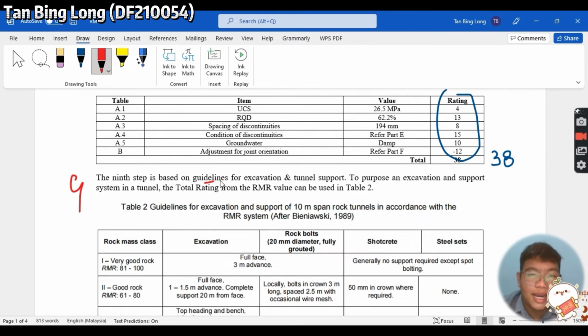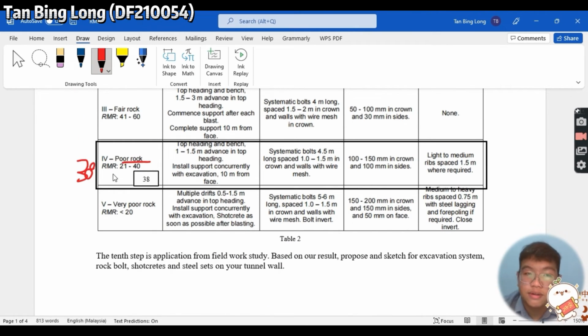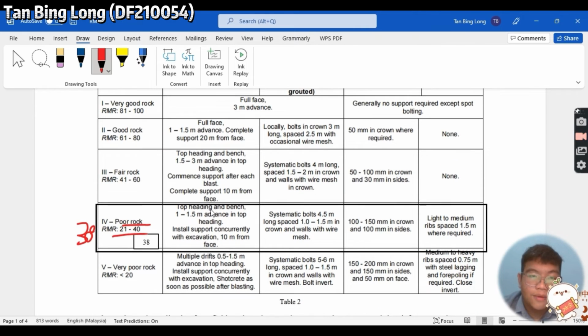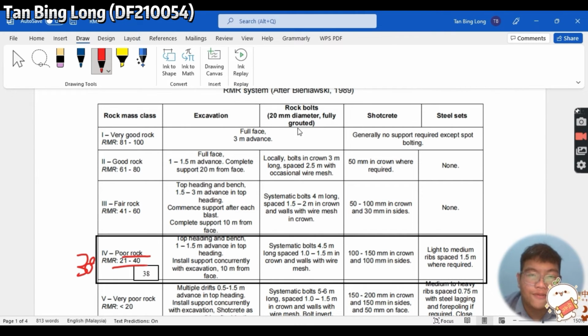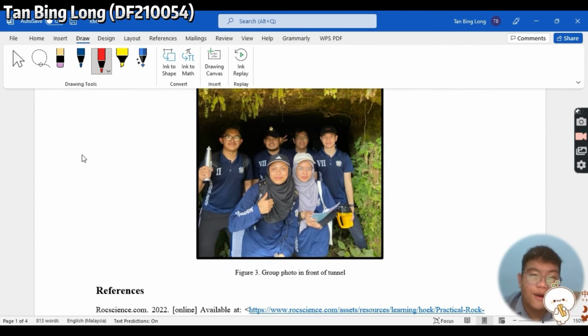So the ninth step here is based on the guideline for excavation and tunnel support. Our rating is 38, so it is considered poor rock. With the excavation, top heading and bench, 1 to 1.5 meter advance in top heading, install support concurrently with excavation, 10 meter from face. The rock bolts are 20 millimeter diameter fully grouted, with systematic bolts 4.5 meter long, spaced 1.0 to 1.5 meter in crown and wall with wire mesh. For the shotcrete, it is 100 to 150 millimeter in crown and 100 millimeter in sides. For the steel sets, it is light to medium ribs spaced 1.5 meter where required. So here is the calculation of our RMR in the tunnel at Sungai Lembeng.